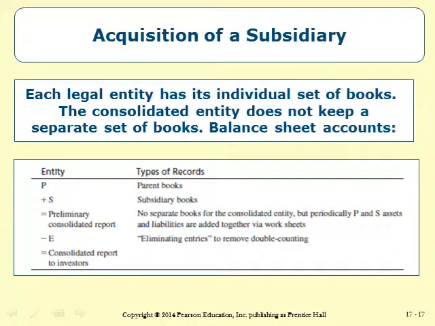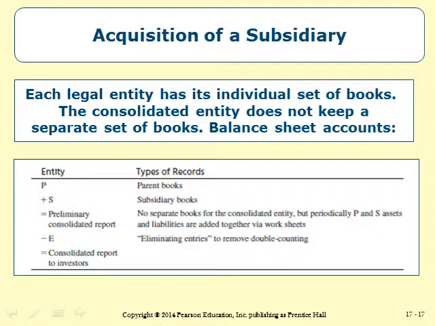The table analyzes the balance sheet accounts of both companies, and the last line is the consolidated balance sheet for P after accounting for its acquisition of S. And so what we see is that we have the parent books plus the subsidiary books equals a preliminary consolidated report, and then we reduce that preliminary report for any eliminating entries to remove double counting, which result in consolidated reports to investors.